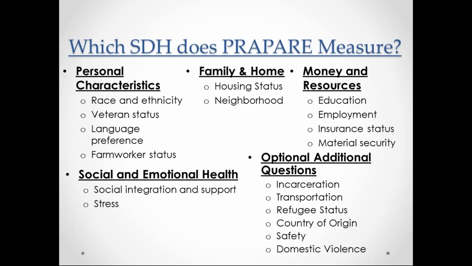So what does PRAPARE measure? Well, it measures 18 social determinants of health using 22 questions. 6 of those questions are optional, and the variables listed here are organized into 5 categories.